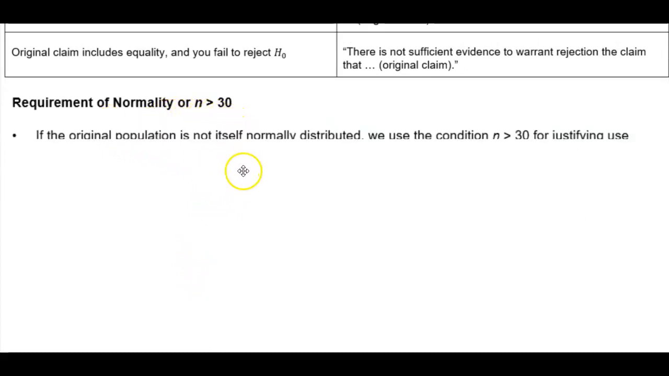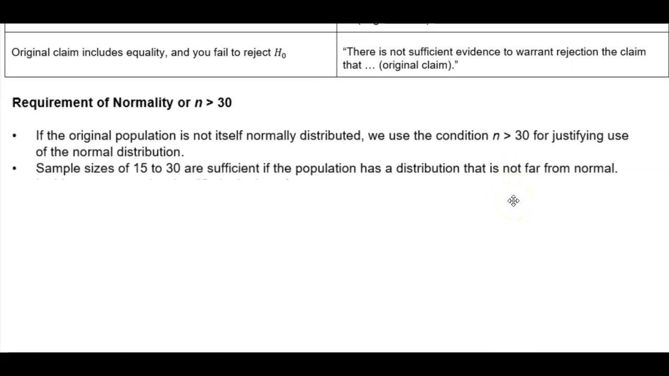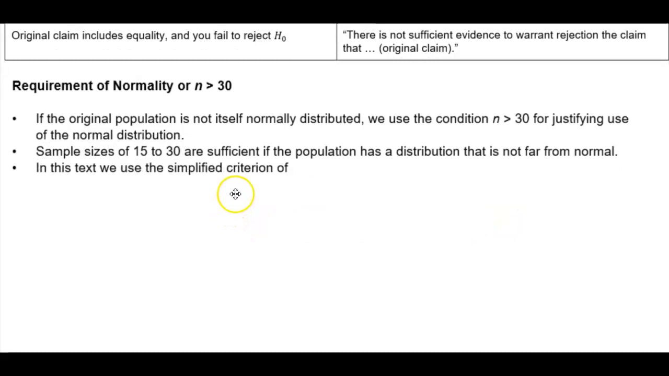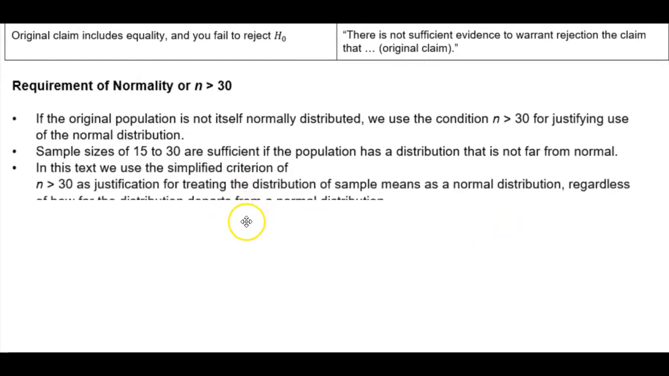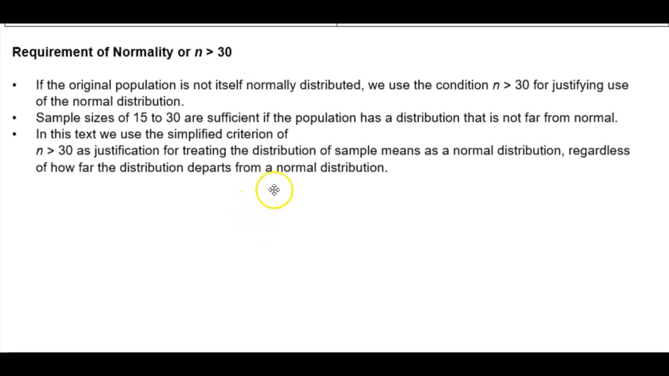Okay, the requirement of normality or n greater than 30. If the original population is not itself normally distributed, we use the condition that n must be greater than 30 for justifying use of the normal distribution. Sample sizes of 15 to 30 are sufficient if the population has a distribution that is not far from normal. In this text, we use the simplified criterion that n greater than 30 is justification for treating the distribution of sample means as a normal distribution, regardless of how far the distribution departs from a normal distribution.